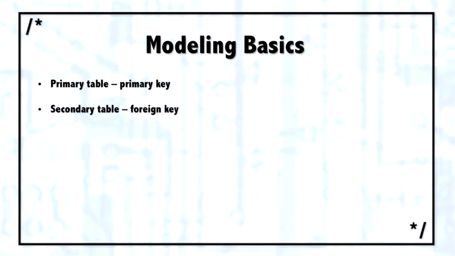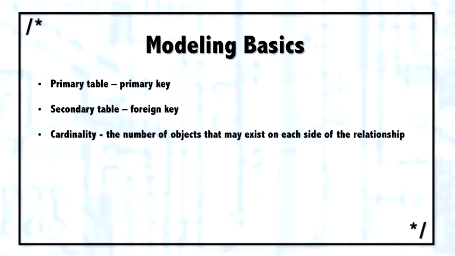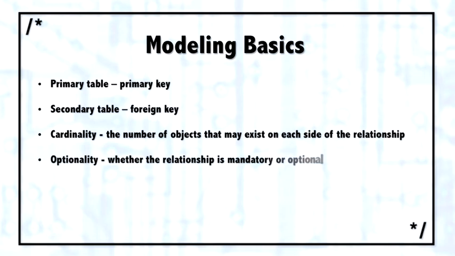Three other key terms. One is cardinality, which means how many objects can exist on each side of that relationship. For example, is it one-to-one, one-to-many? Cardinality is usually described as either 0, 1, or many, 0, 1, or infinity. Then there's optionality, which determines whether or not that relationship is mandatory or optional, which is actually designed inside the database as whether or not the foreign key allows nulls.